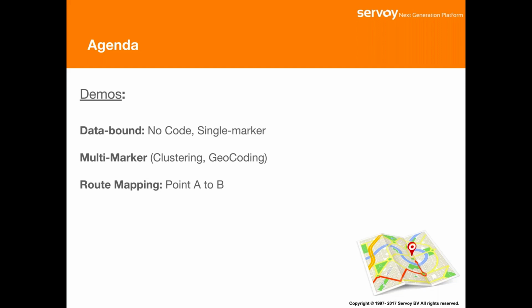After that, we'll show how to do multi-marker maps, so you can put many records on a map, and there are also some options for clustering and geocoding in that as well. And finally, we'll have an example that shows some route mapping. So let's get into it.